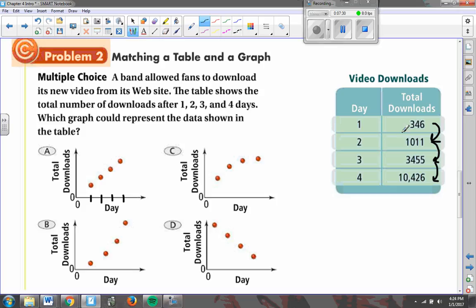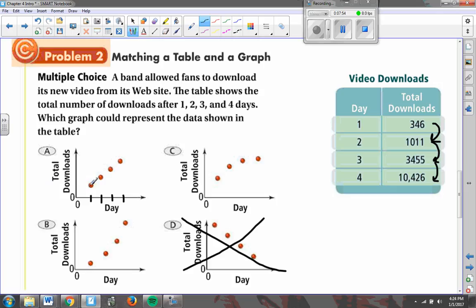Well, the first one I think we can eliminate is letter D right down here. I know for sure it is not that graph, because that one starts out really, really high, and as the days go, I actually get less and less downloads. But here we clearly see that we're getting more and more downloads as we go the 4 days. So letter D cannot possibly be correct.